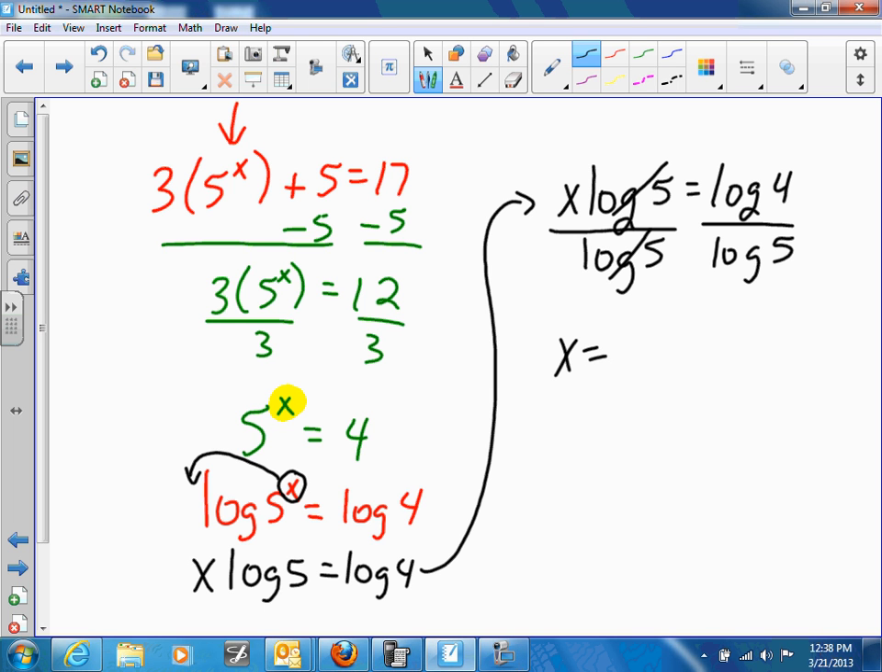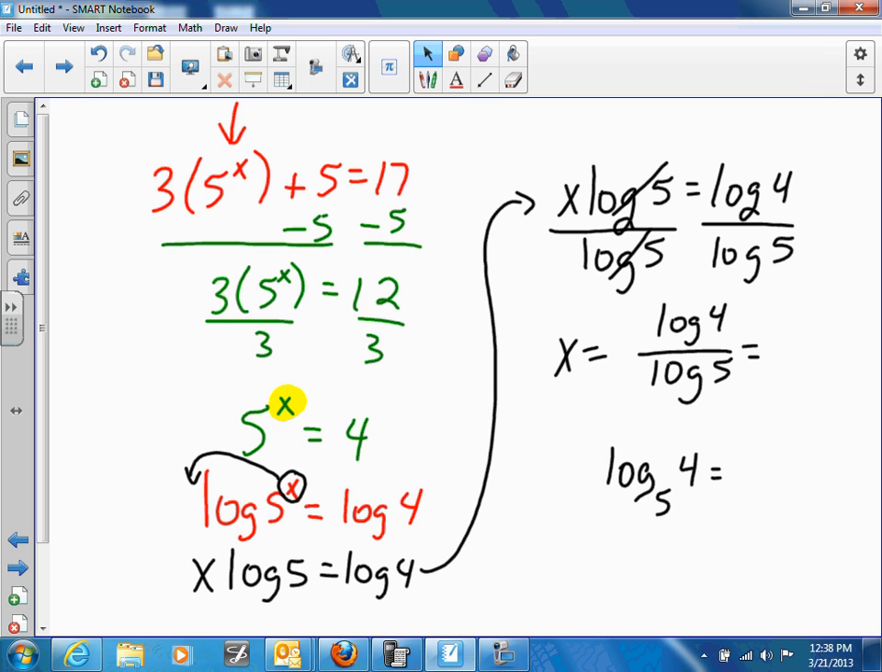So x equals log 4 over log 5. Now you can put this in the calculator, log divided by log, or you can put it in the calculator as log base 5 of 4. That's when we did our change of base. So either one of these ways would give us the same answer.